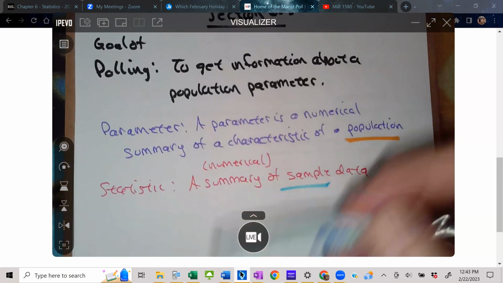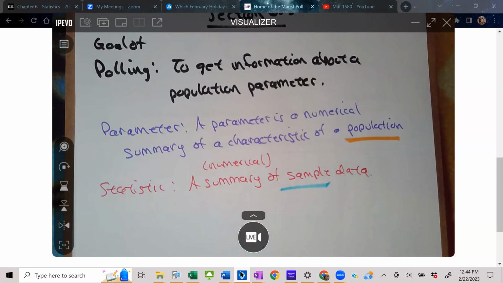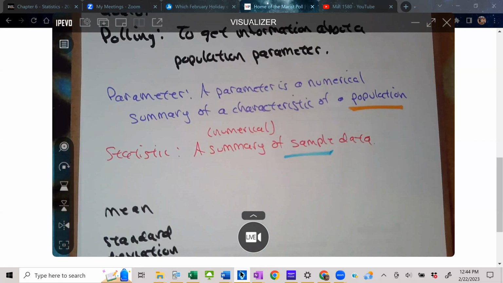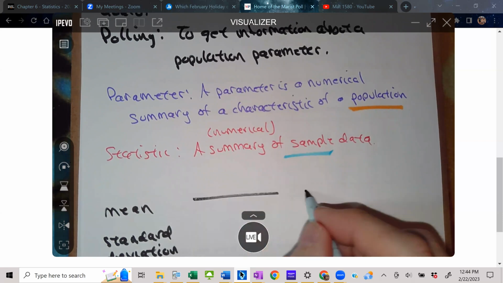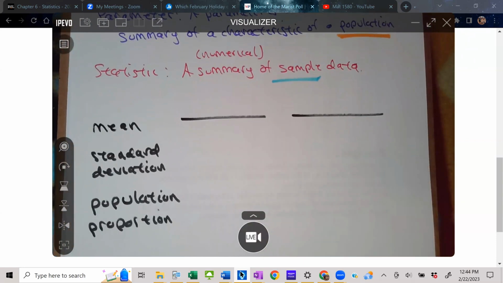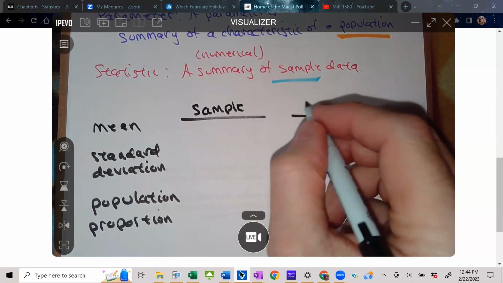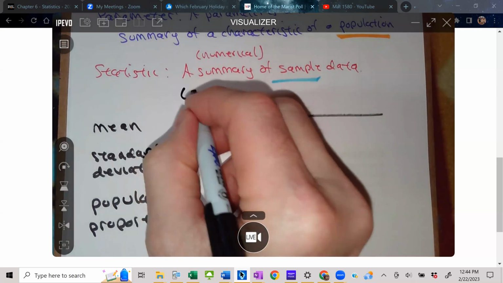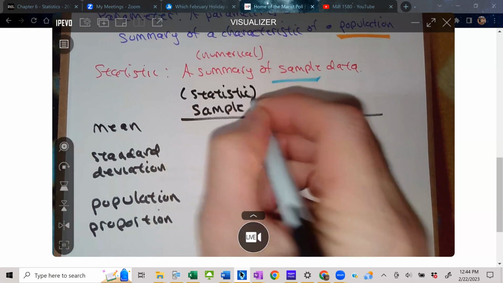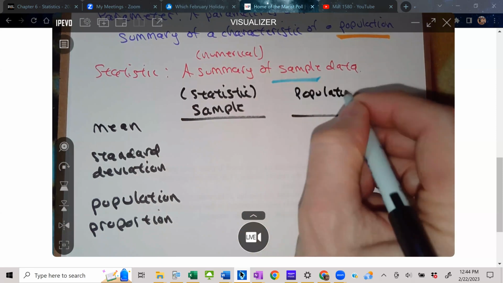Now, there's a lot of different things you can calculate when you work with statistics. There's the mean, standard deviation, and finally, something we haven't really worked with much, which is the population proportion. And I want to look at this in kind of this fashion, a little comparison chart. So we'll start off with samples and remind ourselves of the notation, and then look at parameters. So sample, and that's going to be your statistic. And then a population goes along with parameter.